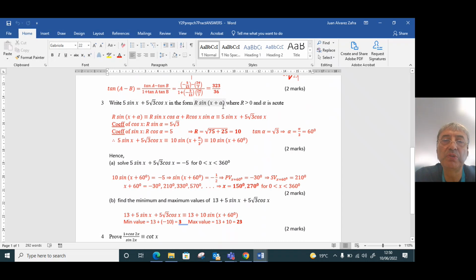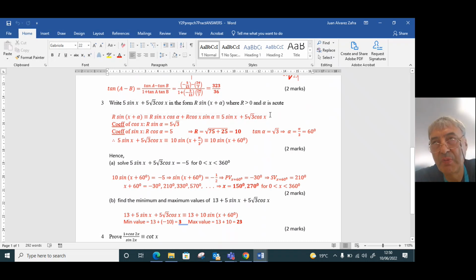How do we do that? Well, what we do is we expand out r sine x plus alpha to get r sine x cos alpha, and then plus r cos x sine alpha by expanding out sine of x plus alpha. And then we say, well, that has to be the same as 5 sine x plus 5 root 3 cos x.